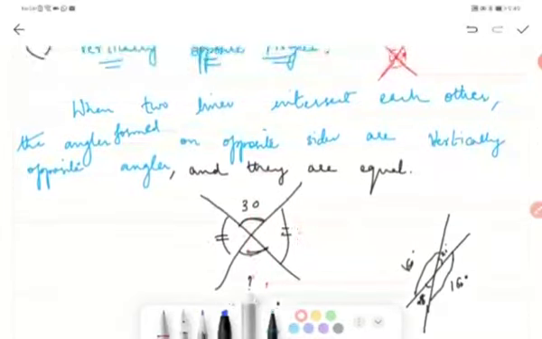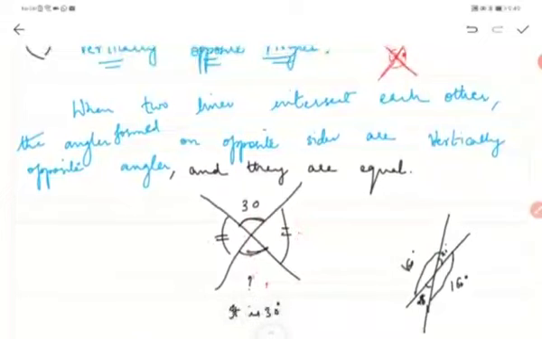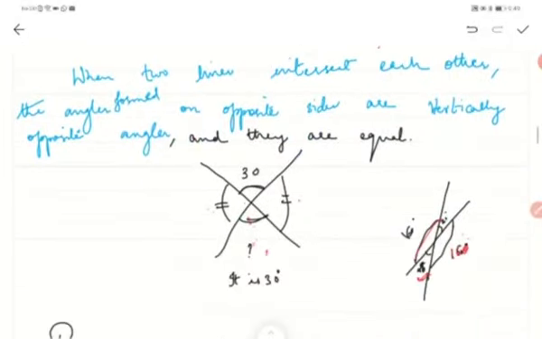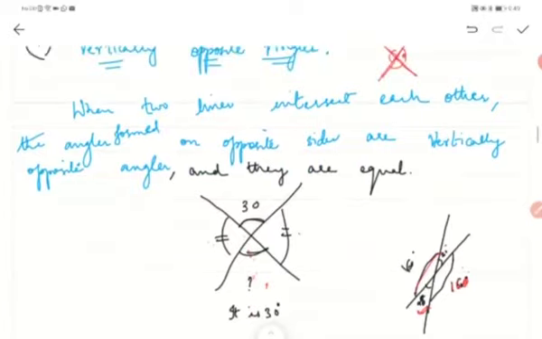Alright, so in the next example, the figure I've taken, this is 160 degrees, then obviously this opposite angle, the vertically opposite angle, will be 160 degrees. If this is 20 degrees, then obviously this also will be 20 degrees. So what are vertically opposite angles? The angles which are exactly opposite to each other, and they are equal.